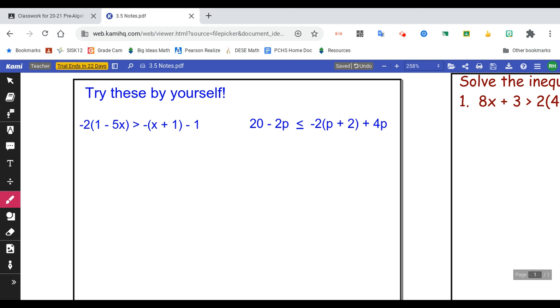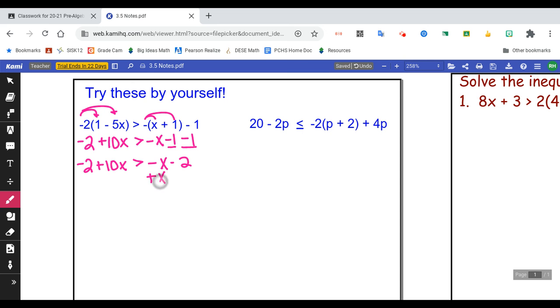Okay, so left side means we are going to distribute. We've got negative 2 plus 10x is greater than. This is being distributed, so negative x minus 1, and then negative 1 on the end. Negative 2 plus 10x is greater than, combine like terms, so negative 1 and negative 1 would give me negative 2.